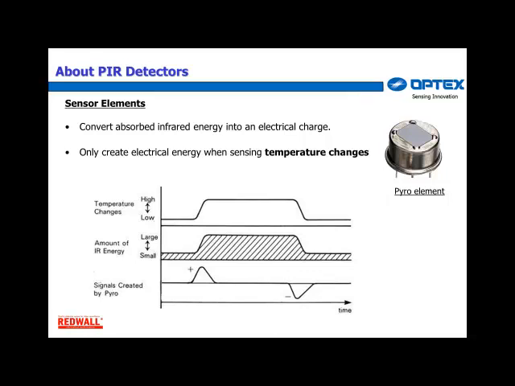The sensor element or elements convert absorbed infrared energy into an electrical charge. They only create electrical energy when sensing temperature changes. The electrical signal will look like the bottom graph. There will be a plus spike and a minus spike because of the differential amplifier output on the back end of the pyro element. We will discuss this in the next slide.